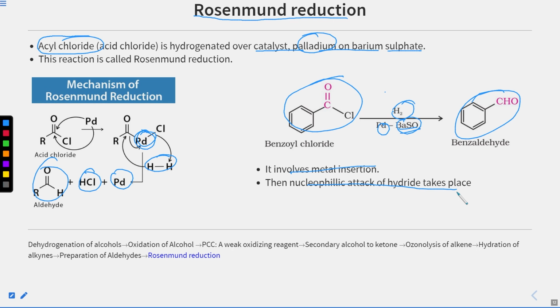Clear? So this is the Rosenmund reaction. As I have told you earlier, we will encounter more and more name reactions in the next class, but for now let us keep it to this Rosenmund today. Okay, so with this, I would end my lecture.